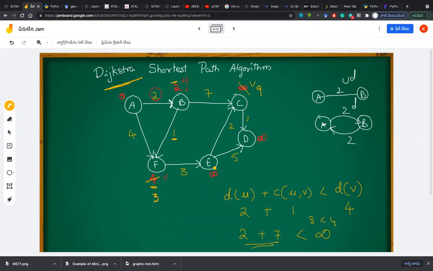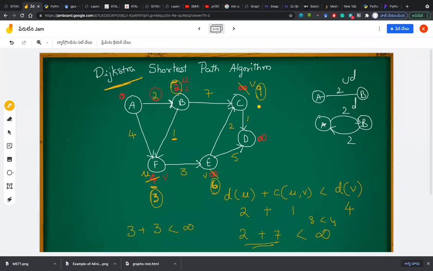Come back to F again. Now tell me, according to this, what will happen? 3 plus 3 is less than infinity. Yes, because E becomes 6. If this is U and this is V, 3 plus 3 is less than infinity. So we just strike off this one and put 6 here. See, I will round up all these things so that you can understand. So our latest ones.